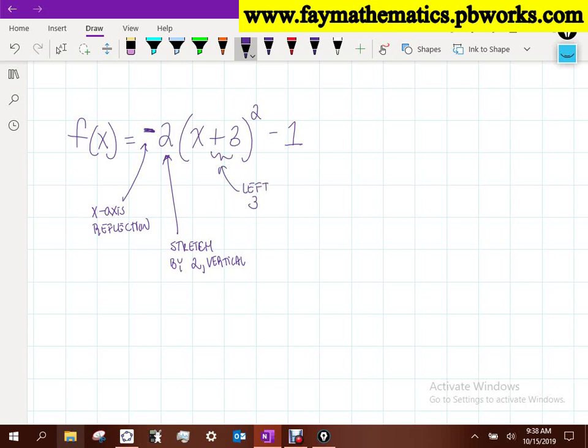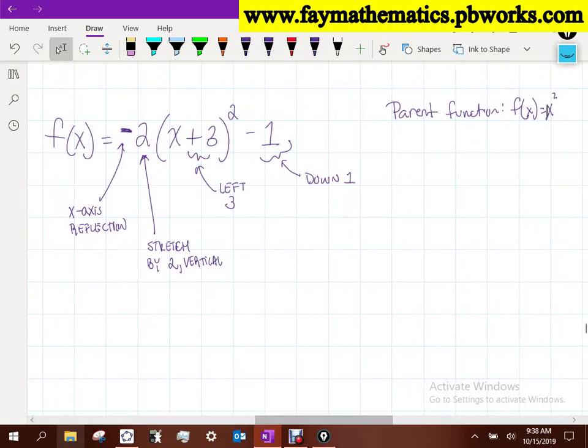And what does this negative 1 do for us? Down 1. Okay. Now, what was the parent function? Good. The parent function is f of x equals x squared. And everything that we do then will take and move the points that we are aware of on x squared using those transformations. So, give me some points that you know off of x squared.